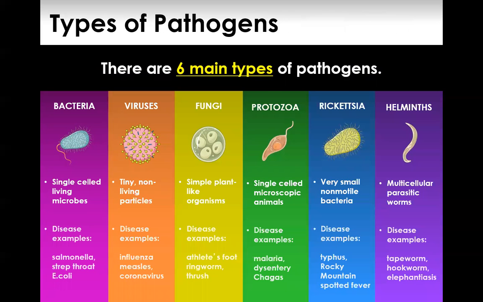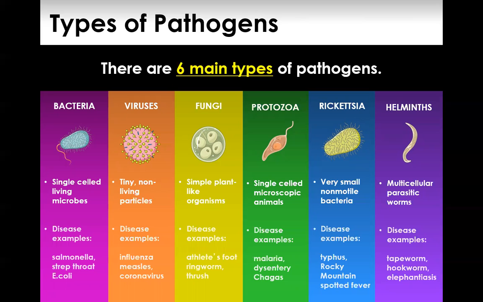Let's take a look at the different types of pathogens. My PowerPoint has 6 main types. Your textbook may have 4 or 5 main types, but go with what your textbook states. The main ones that you definitely need to know are bacteria, viruses, fungi, and protozoa. And the rickettsia and the helminths, we need to know what those are as well, but your textbook may have it under a different classification.